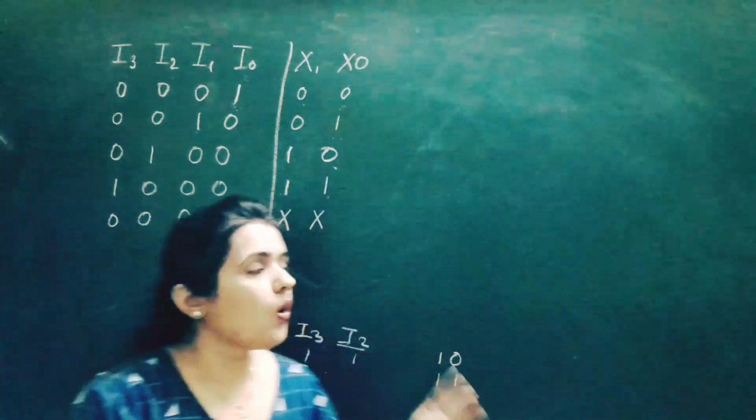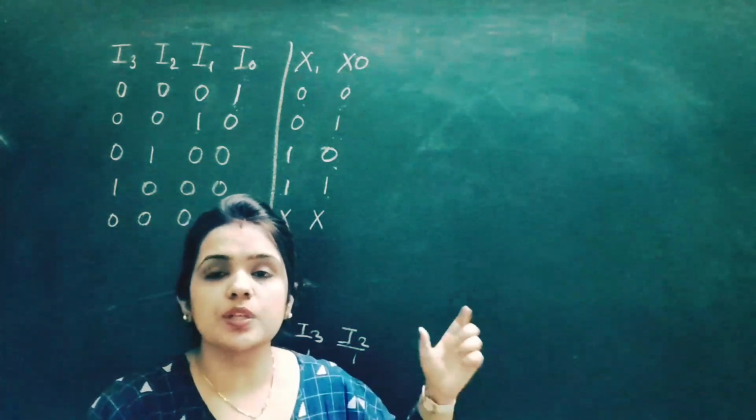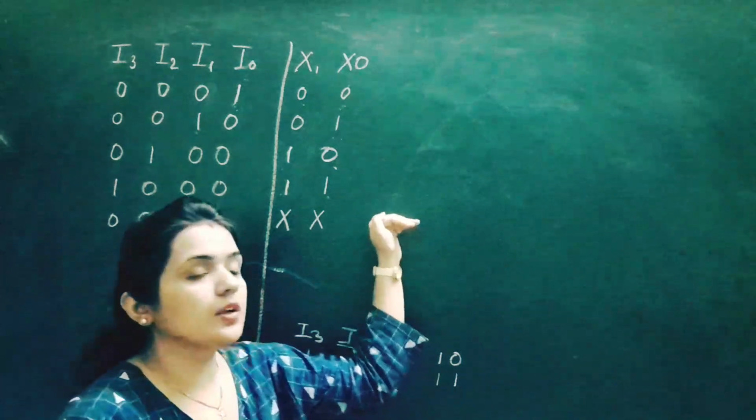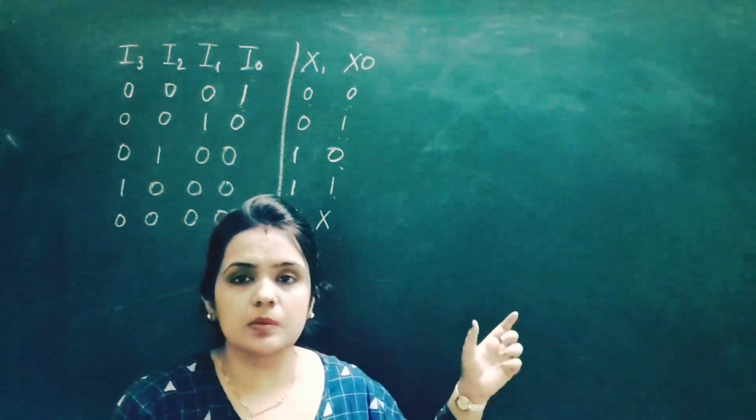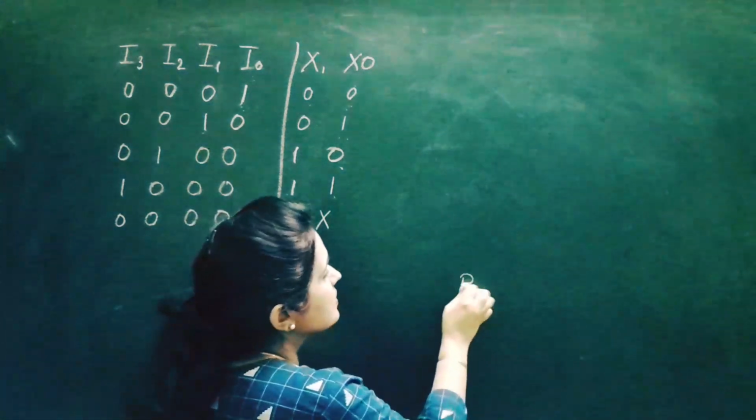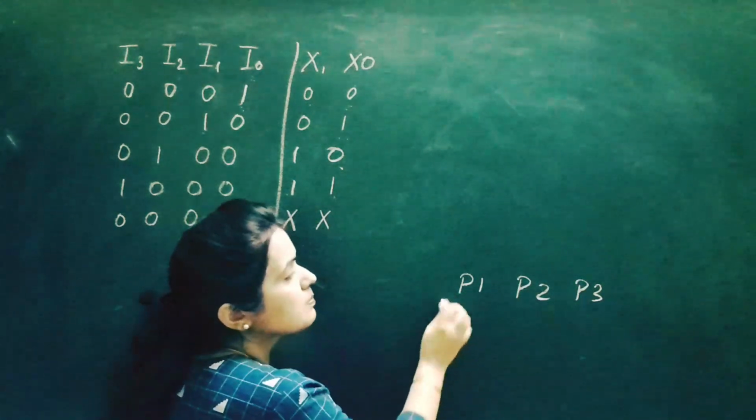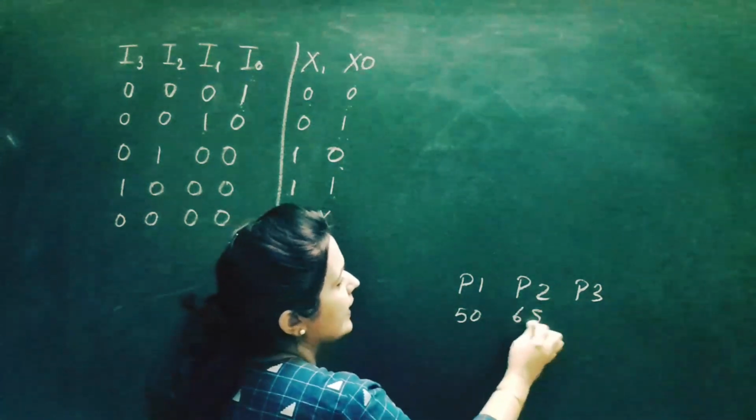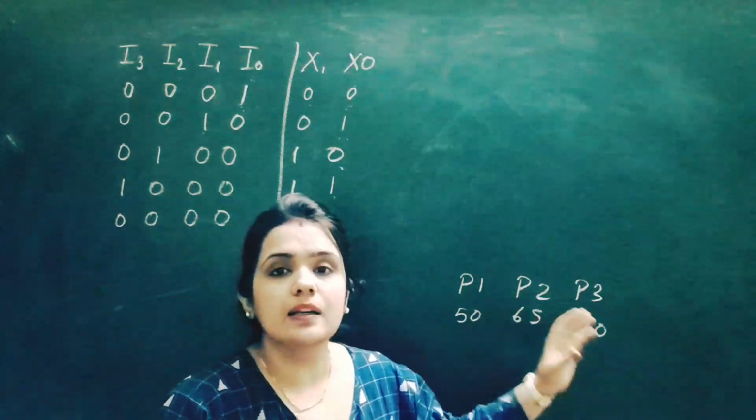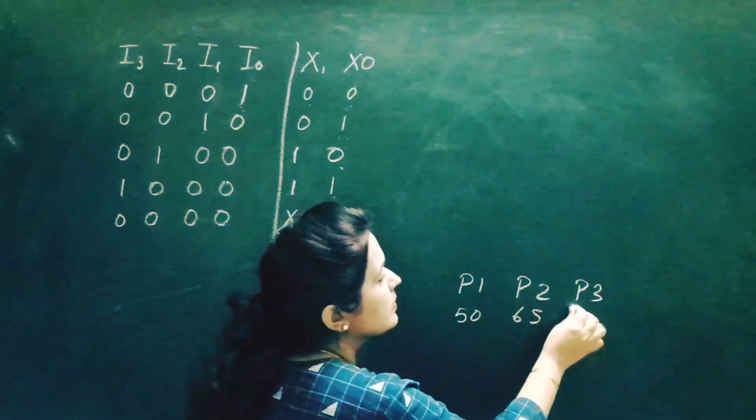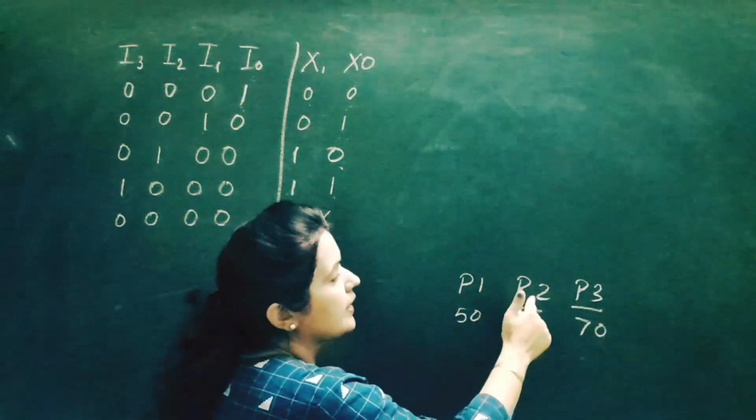When the value of more than one input line is 1, the output is decided on the basis of the priority of input lines. Here we assume that a greater number has higher priority. Suppose we have 3 persons standing in a queue: P1, P2 and P3, with ages 50, 65 and 70. We should serve the elder person first. So according to this, P3 will be served first, because the age of P3 is 70, which is more than the age of P1 and P2.